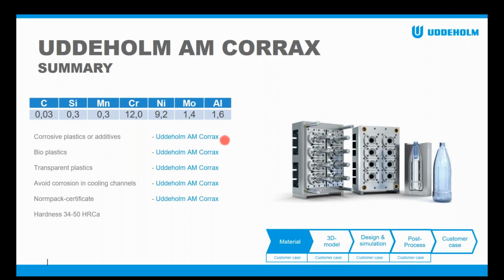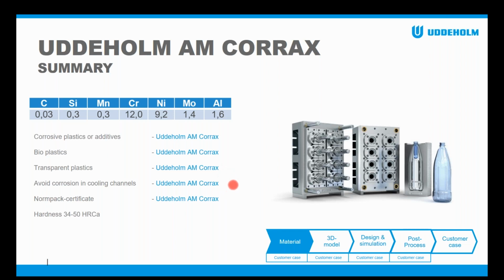And if you then go to plastic injection molding, then Corax is really good due to its corrosion resistance. So if you have any corrosive plastics or additives, then Udholm AM Corax is really suitable. Or if you use bioplastics, which is a starting trend right now, we have seen that a lot of the bioplastics on the market today are quite corrosive. So then Corax could also be a solution. Transparent plastics where you need high polishability, then Corax is absolutely a good choice.